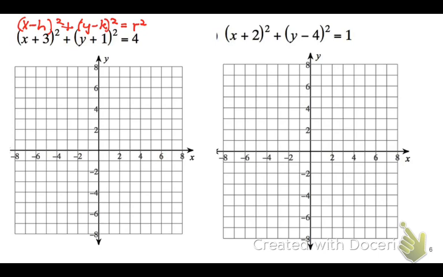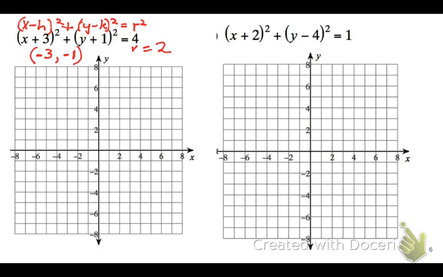Now, let's try to figure out what our r is. Our r squared is 4, so our r is equal to 2. And now let's figure out our center. We have a plus here, so we know that our h has to be -3. And we have a plus here also, so our k has to be -1. So this is our center.